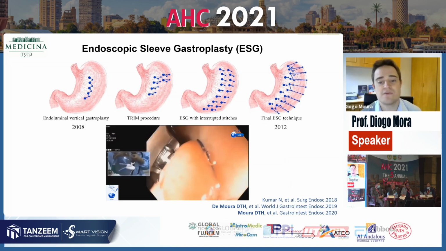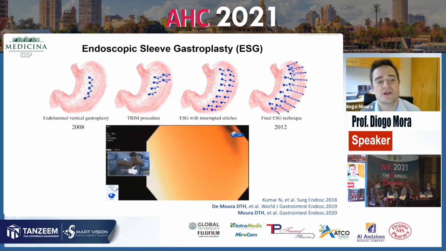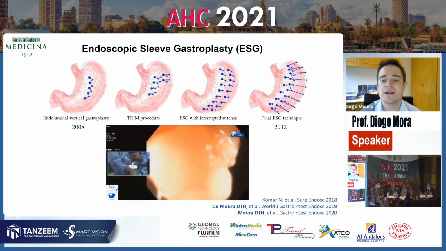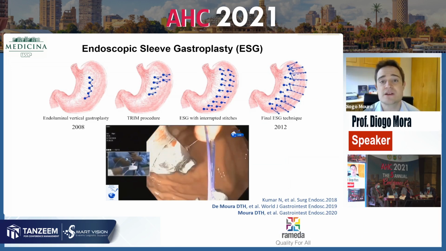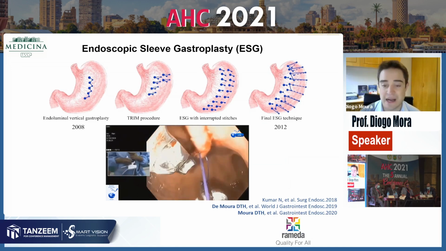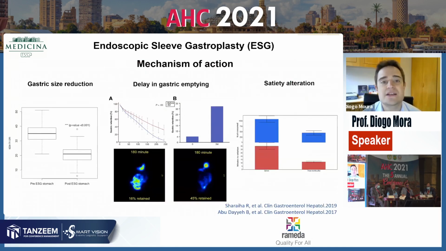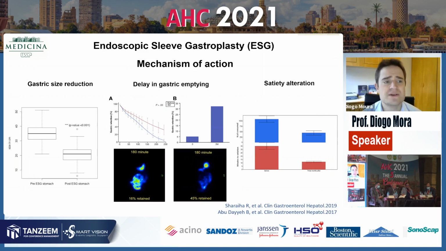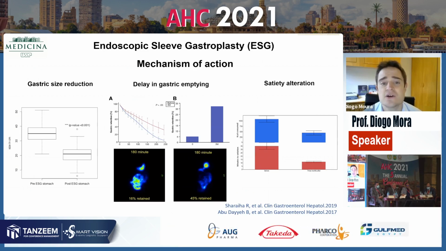The technique evolved over the years. First it was performed as an intraluminal vertical gastroplasty in the anterior wall. Nowadays we focus on the greater curvature on the body of the stomach, and you can see in the video a full thickness bite. The mechanism of action of ESG is related to gastric size reduction in both width and length. It is also associated with delayed gastric emptying, and this causes satiety alteration.